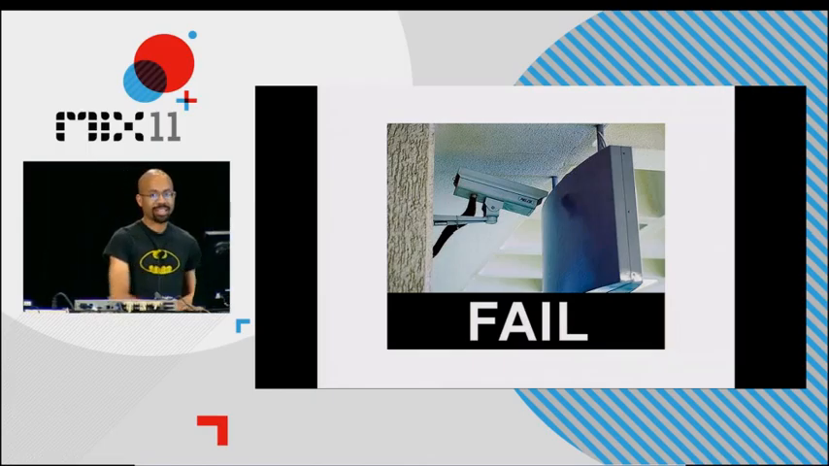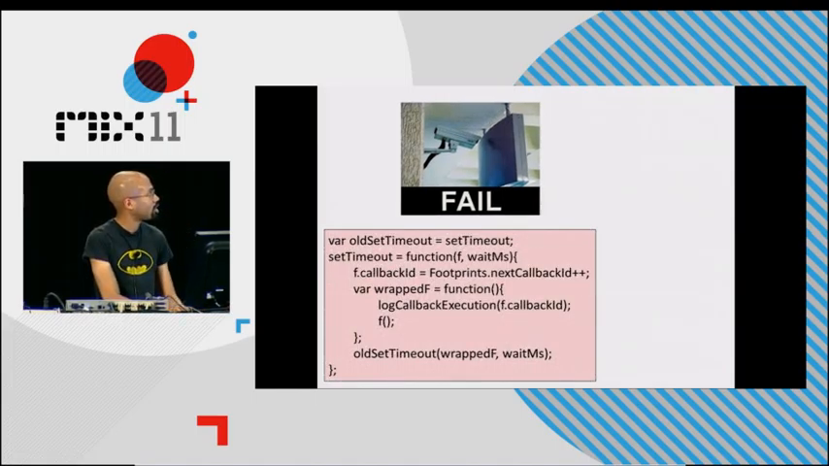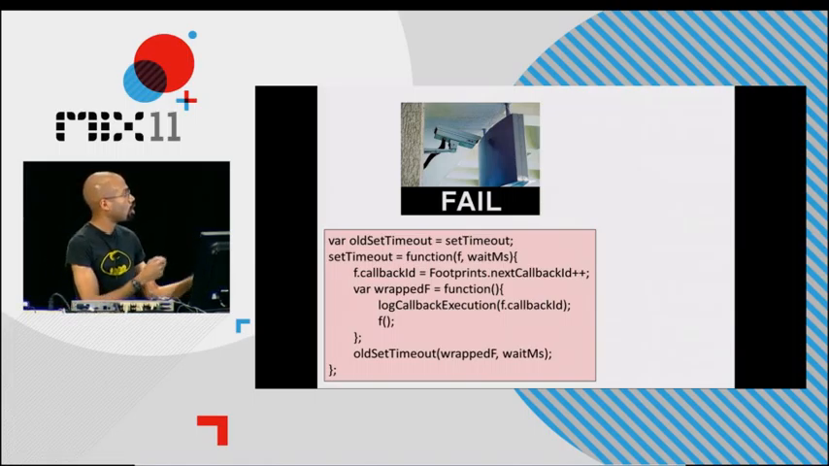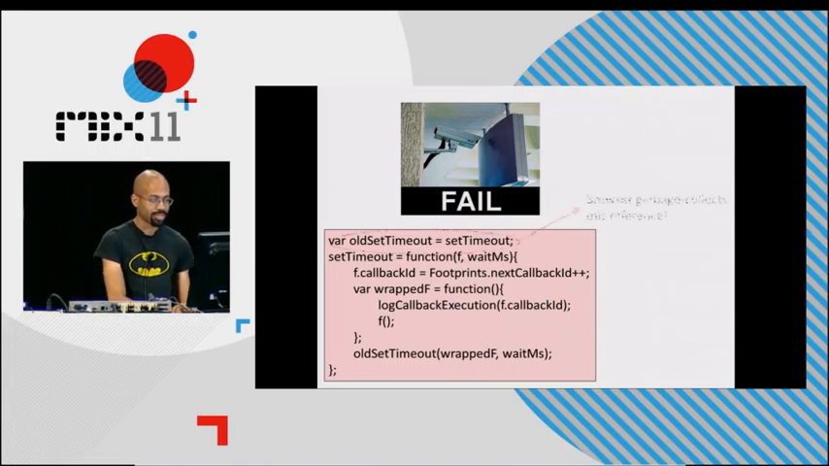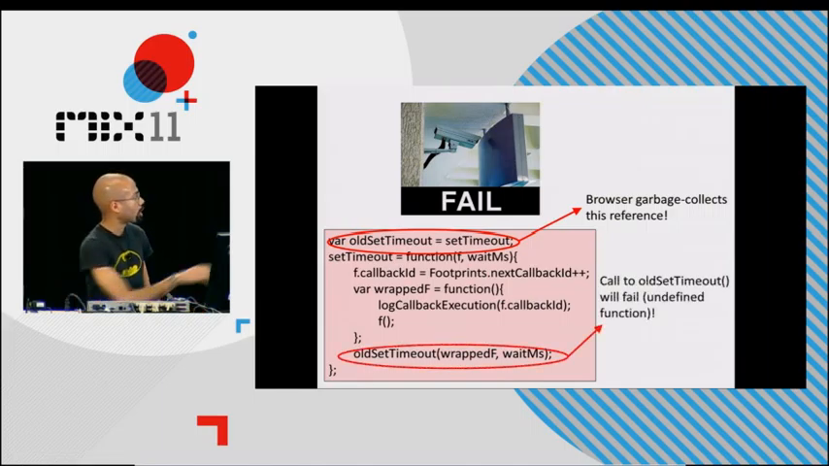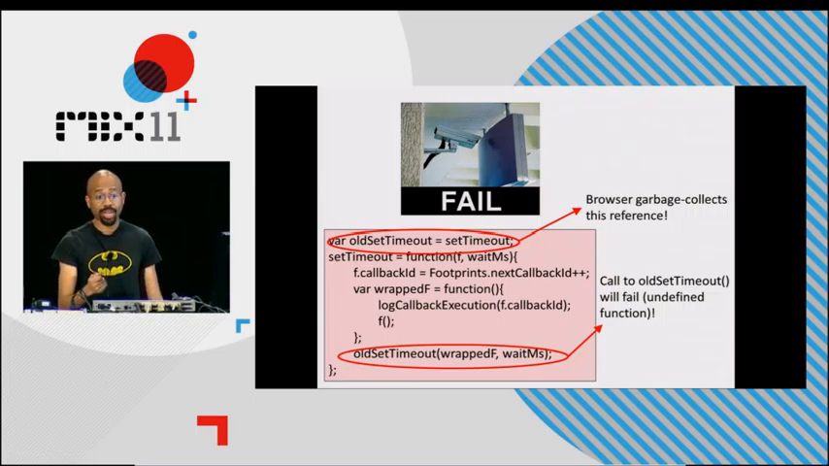So why did it break in this case? So let's look at what we tried to do. What we tried to do is save a reference to the original setTimeout function and then call it inside our wrapped version. Well, what we found is that the browser will garbage collect the reference to the original setTimeout, such that when we try to call old setTimeout inside of our wrapped version, it's going to fail. And the browser is going to say undefined function.